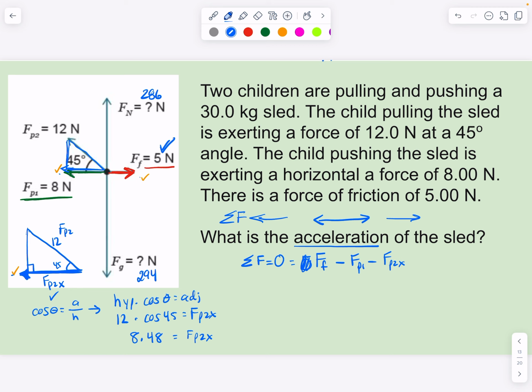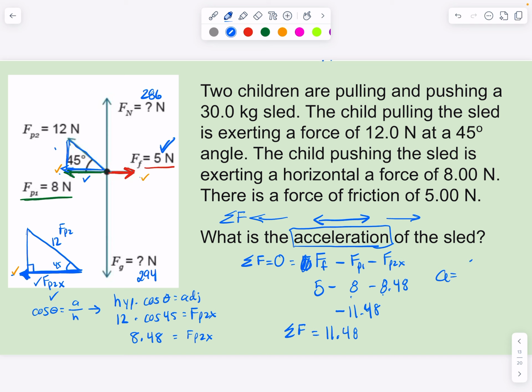So I'm going to take this value and subtract the green arrow and subtract the blue arrow. So my force of friction is 5. My force of pole number 1 is 8. And the force of pole number 2x is 8.48. So I have 8 plus 8.48 is 16.48, minus 5 gives me negative 11.48. And because we're dealing with forces, we can't actually have a force that's negative, so we'll think of the absolute value and make that positive. 11.48 is my force. The question, though, asks us for acceleration.